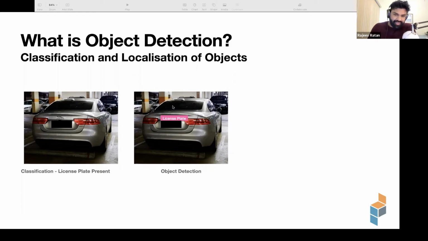However, if you use an object detection model, it will actually draw a box around the plate like this and tell you the bounding box or coordinates of the object in the image. So object detectors are more sophisticated, but a lot harder to build.